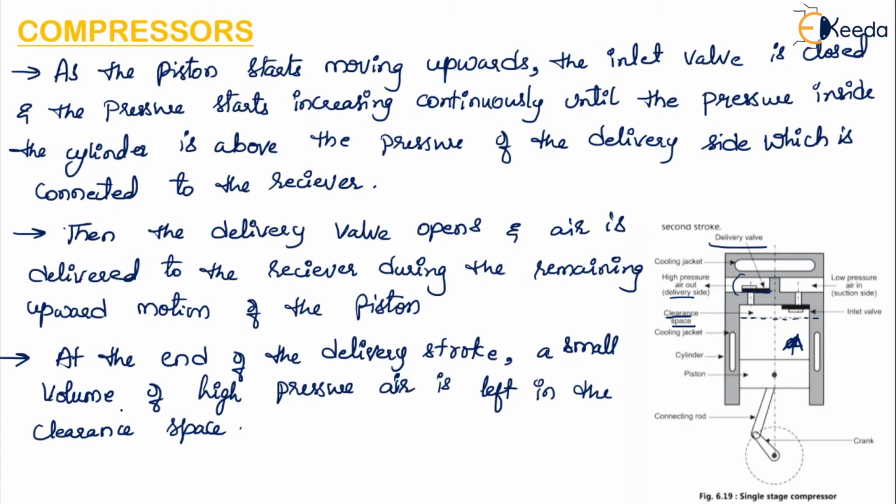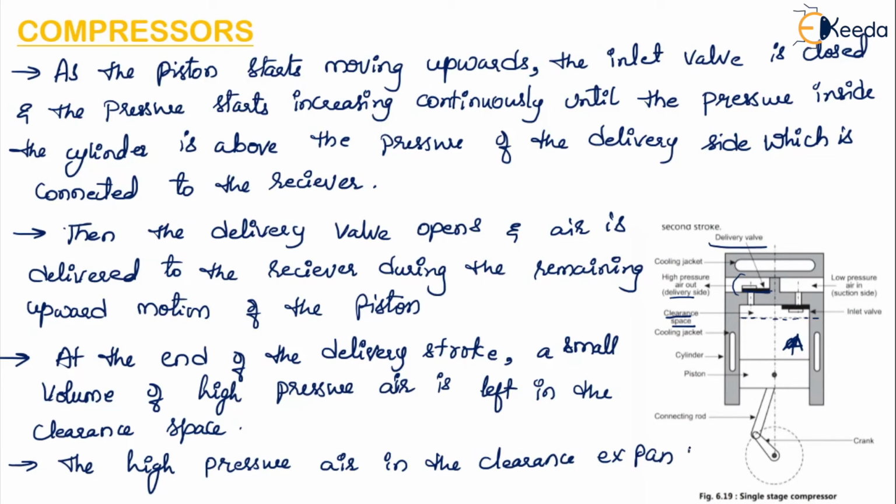So the high pressure air which is left in the clearance will expand as the piston starts moving downward. The high pressure air in the clearance expands as the piston moves downwards.